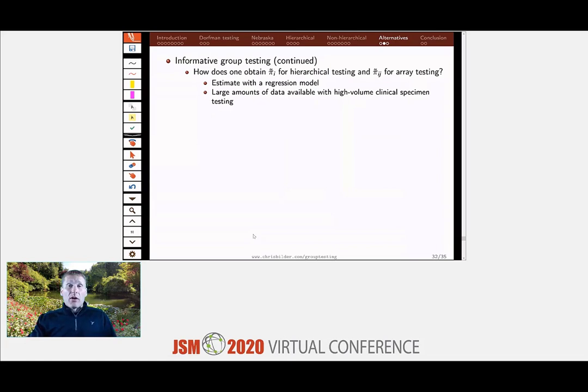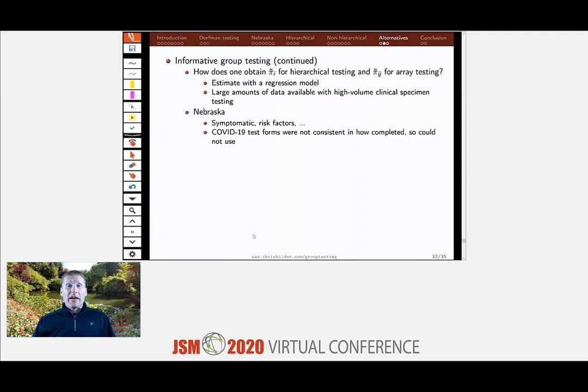In many places where group testing is actually used, it's in a high volume clinical specimen testing setting, which is actually what we have now for COVID-19 in most labs. And in other applications where I've been involved with this, because of this high volume, there is a large amount of data available that allows you to get a good estimate of that regression model. And Chris McMahan will talk about some of those aspects if one actually tries to estimate that regression model using group testing data that has already arisen.